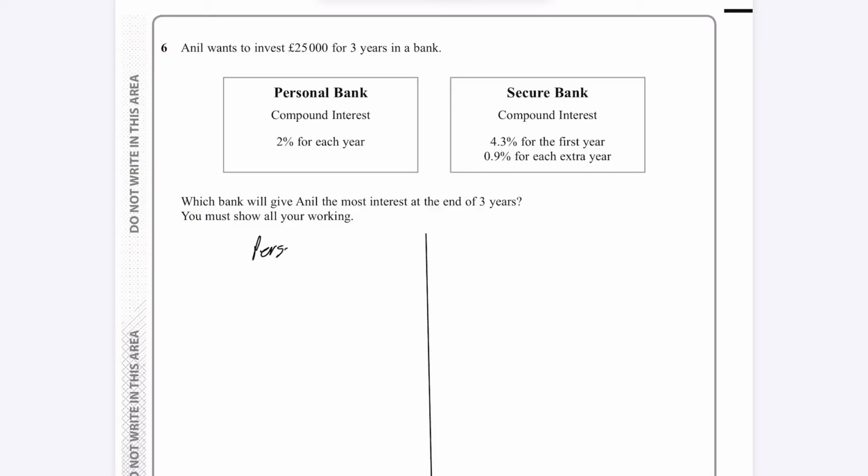You have personal banking, so that's 25,000. That's 2% for each year, so percentage is out of 100, so 100 plus the 2%, so that's 102% he gets altogether. If you convert that to a decimal, that'll become 1.02, and it's over 3 years, so we'll cube that, so that becomes 25,000 times 1.02 cubed, which is 26,530 pounds and 2 pence.